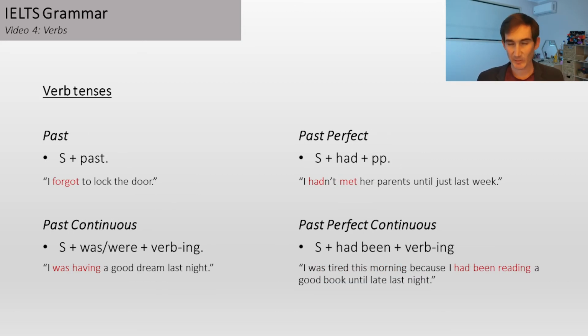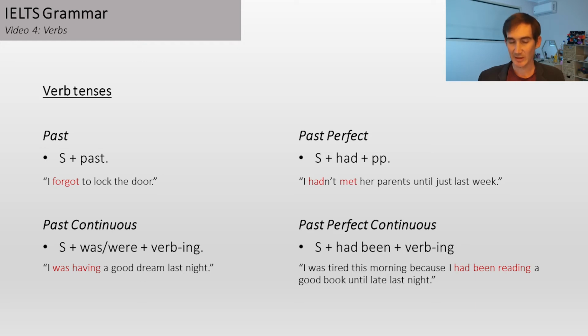Past tenses, here it works the same way. So for every form, there's a simple and a continuous form, then there's a perfect and a perfect continuous form. So here, subject plus past simple: I forgot to lock the door. Past continuous, as you can see here: I was having a good dream last night.